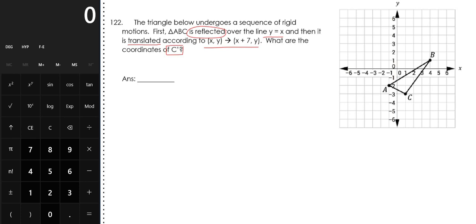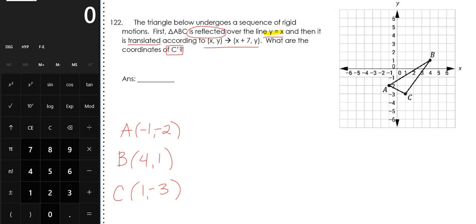Okay, so first step is going to be to write down all three coordinates, because when I reflect over the line y equals x, and we've done this before, the easiest way to do that is using the rule. And the rule only works if you have the coordinates. So let's write down the coordinates. Pause the video, write them down yourself. So here are your coordinates for A, B, and C.